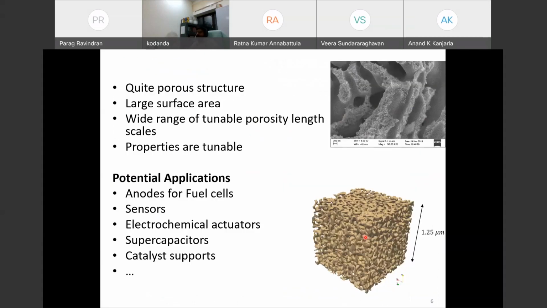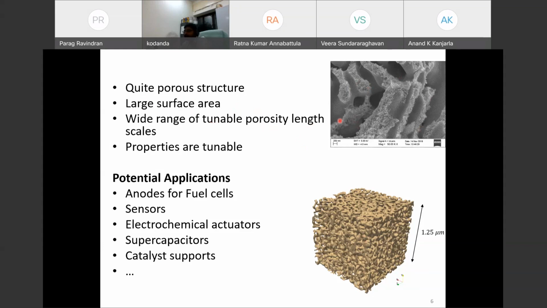So why are these materials interesting? As you can guess, it has quite a bit of open porous structure. That porosity, which is at the nanoscale, is very important for various processes like catalysis and other phenomena which actually depend upon a large surface area. This nanoscale gives us a large surface area.